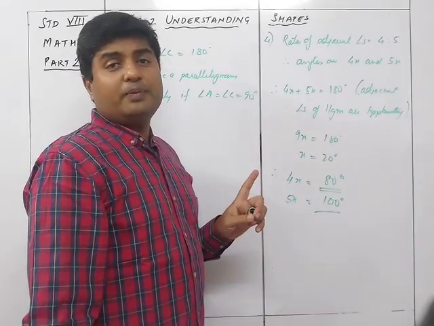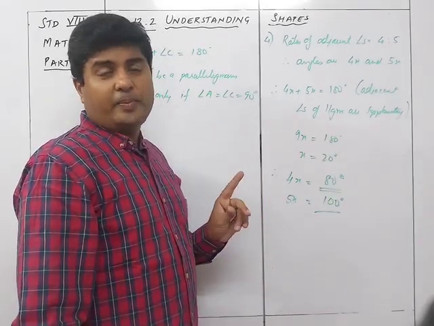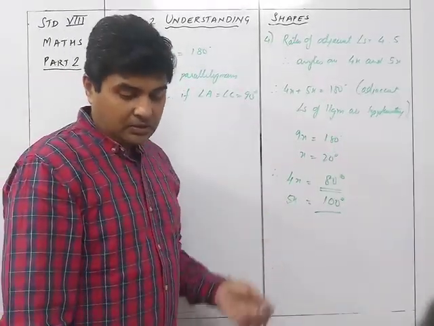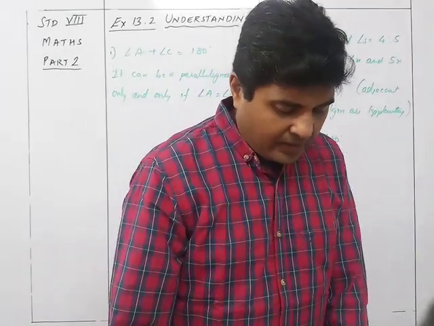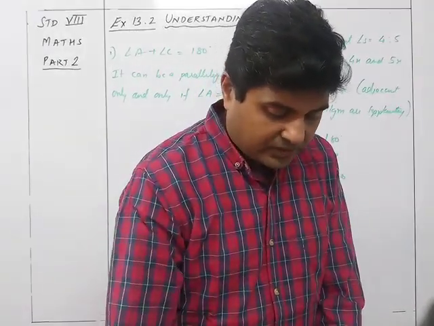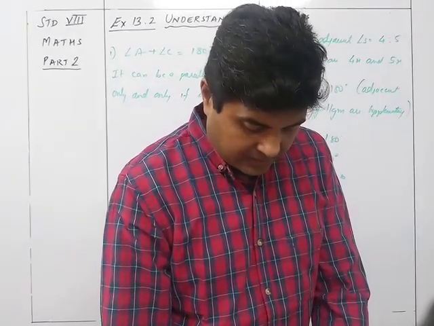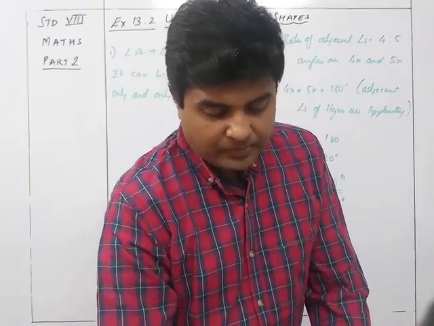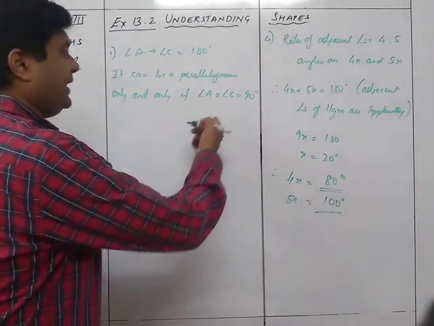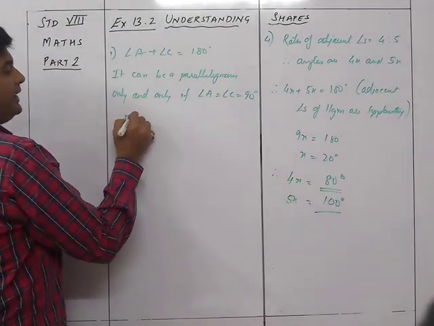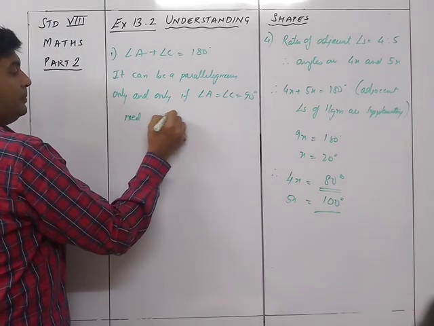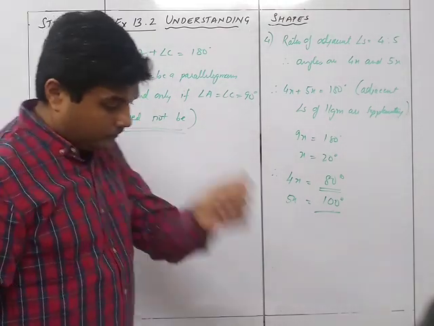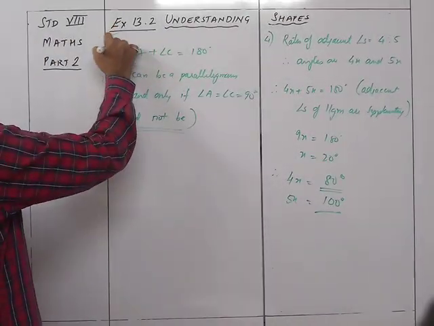Only if angle A and angle C are equal, then it can form a parallelogram. In fact, it will be called a rectangle. But otherwise, not a rectangle normally. Let me check it out, because I think that there would be a problem over here. Yeah, that's right. So it need not be. So the answer is, therefore, it need not be. Second question, that is the fifth question, part 2.